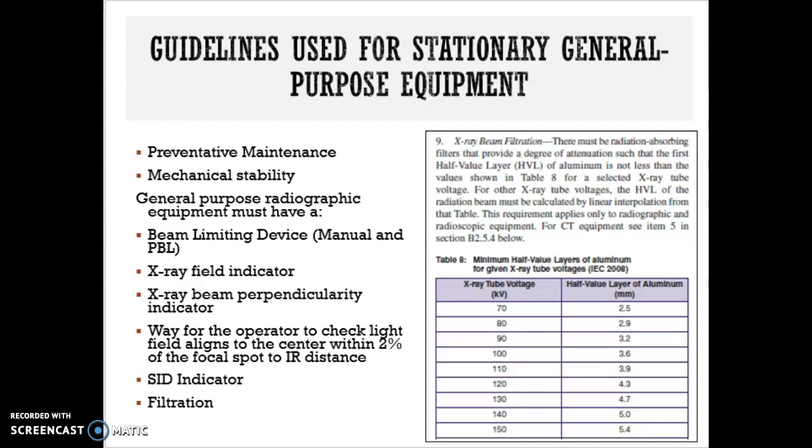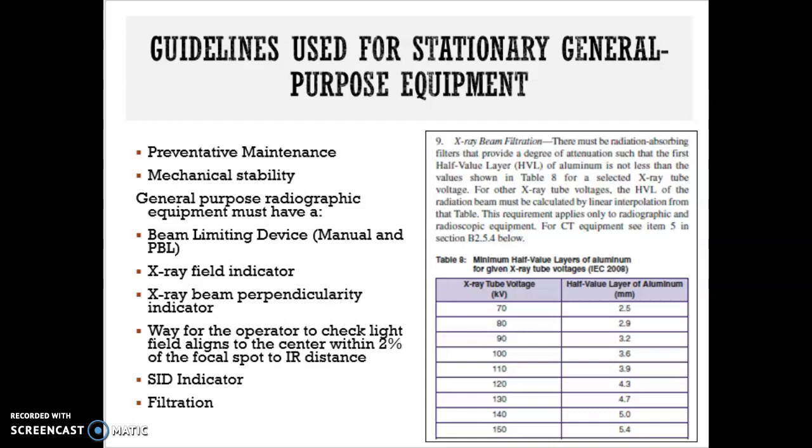Next, an X-ray beam perpendicularity indicator must be available. You must have a way of checking that the X-ray beam and the light localizing beam of the collimator are in alignment. When it comes to manual, it should be within 2% of the source image distance. And when we are looking at positive beam limitation or automatic collimation, it should be between 2 to 3% of the source image distance. According to regulations, the patient's skin surface should always be at least 15 centimeters below the collimator to minimize exposure to the skin.